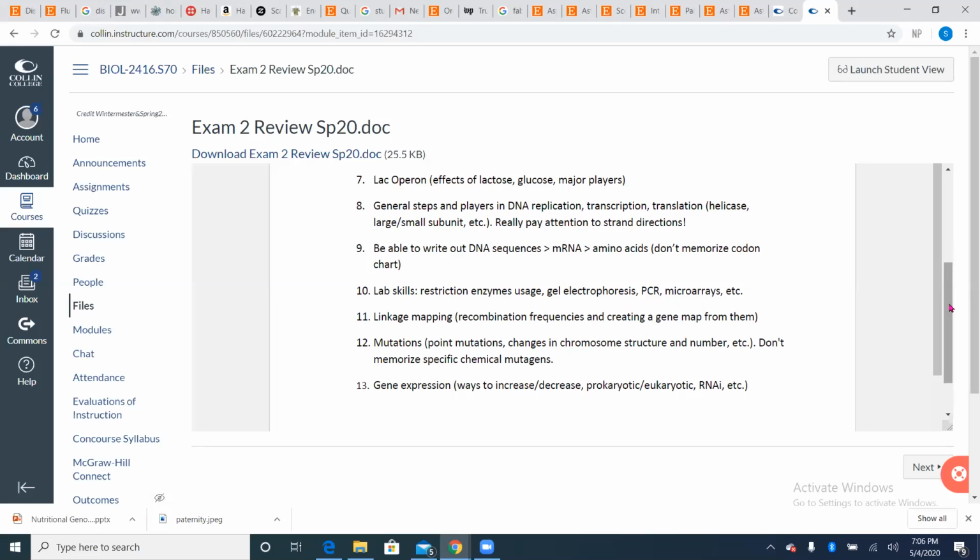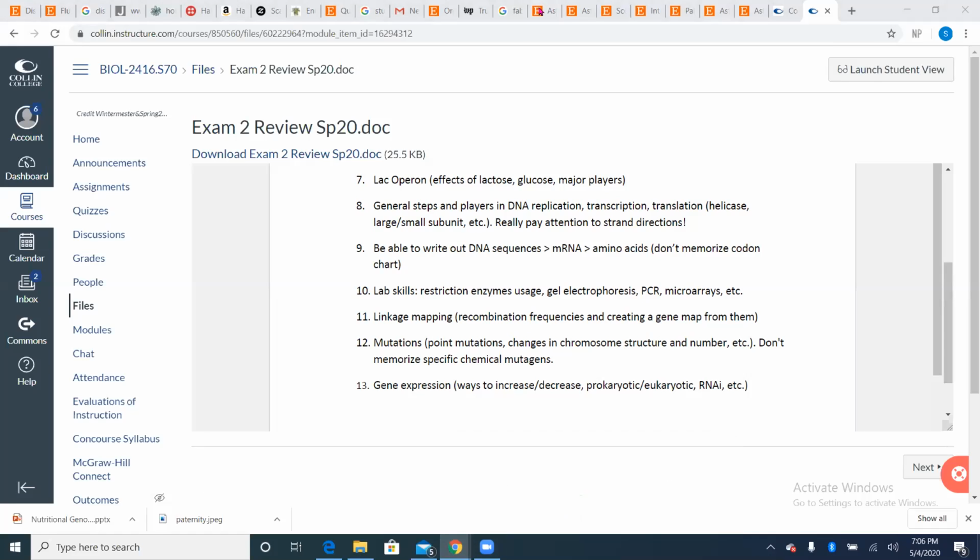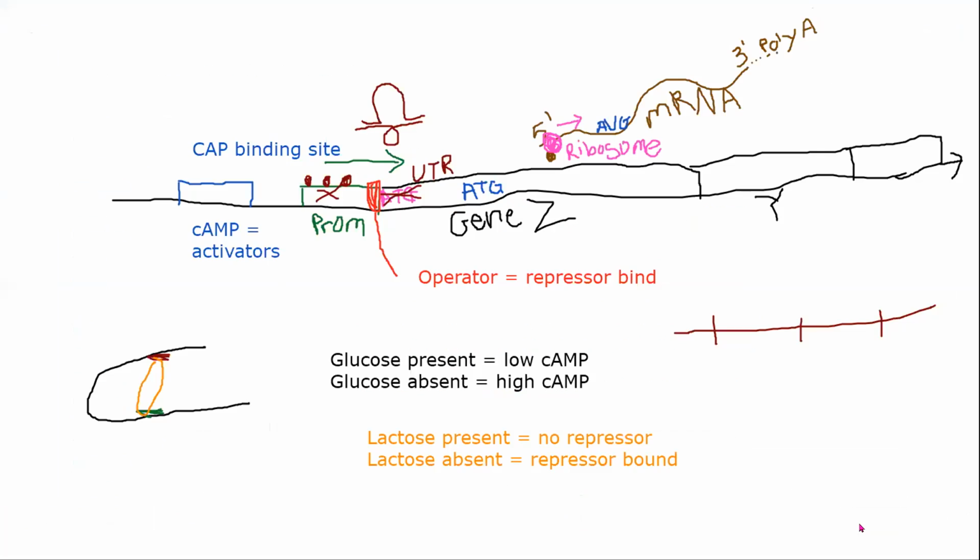Number 9, be able to write out DNA sequences to mRNA to amino acids. This was just like the question that you had on the first test. I believe that will make a comeback. Clear this up. If you are given a strand of DNA, let's say 3 prime, and I'm just going to make up some letters here.